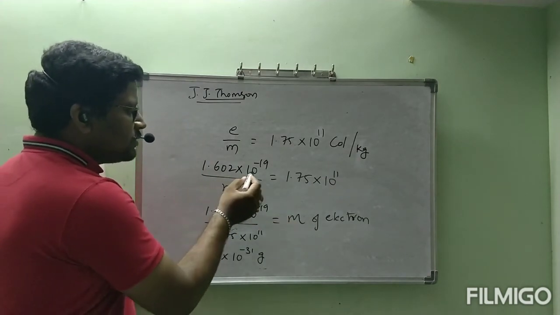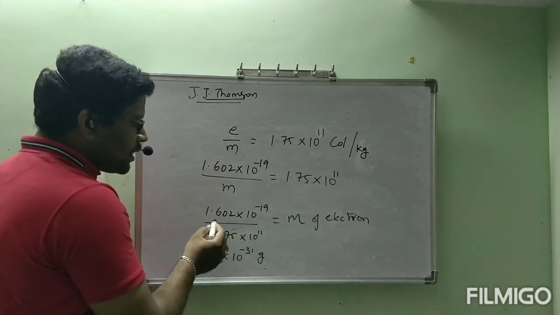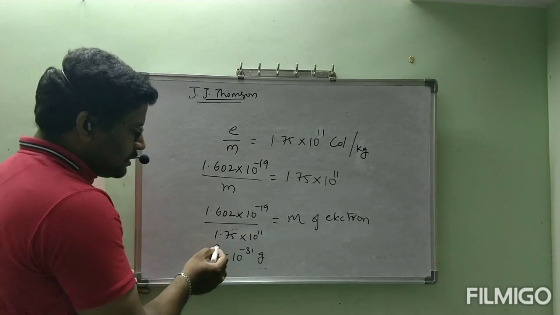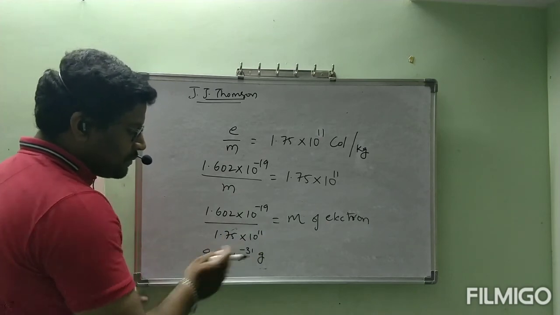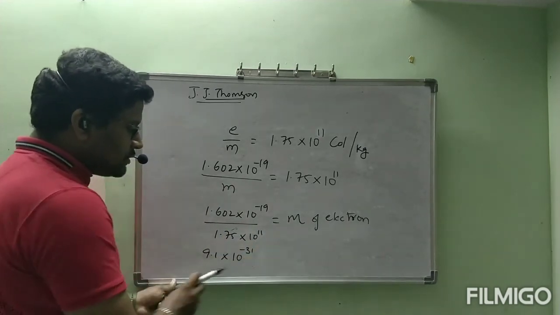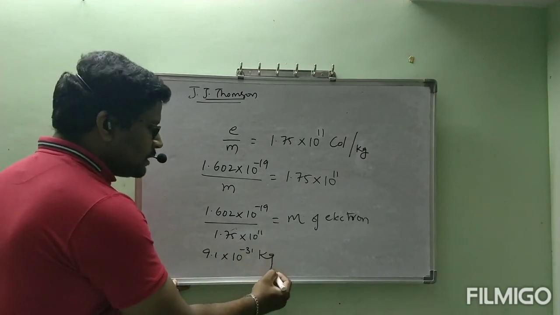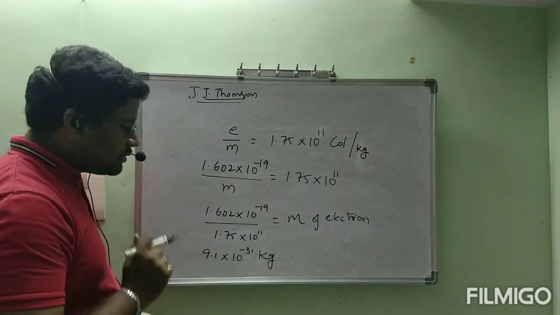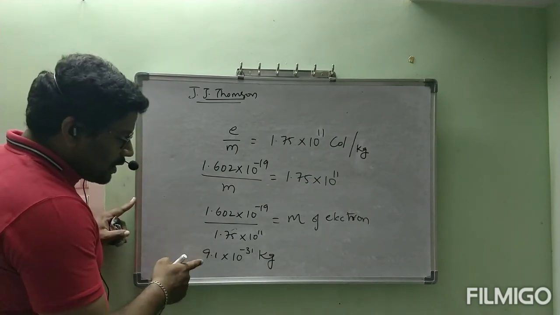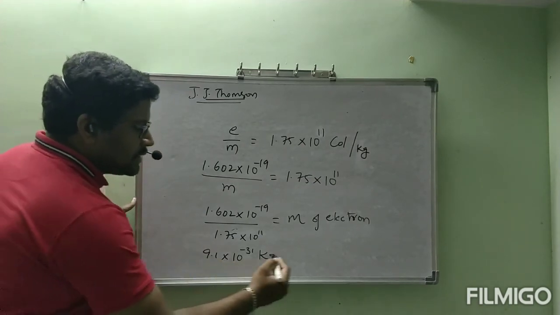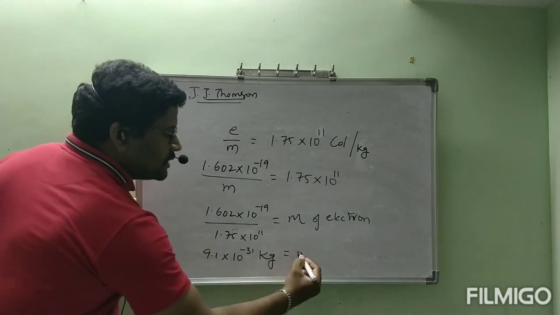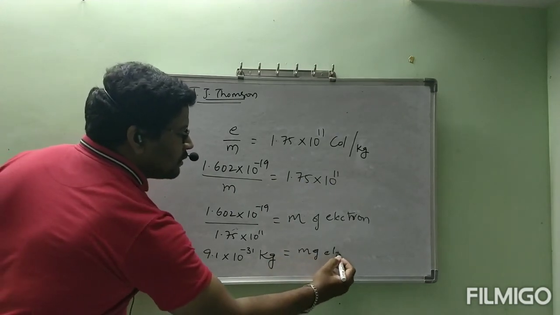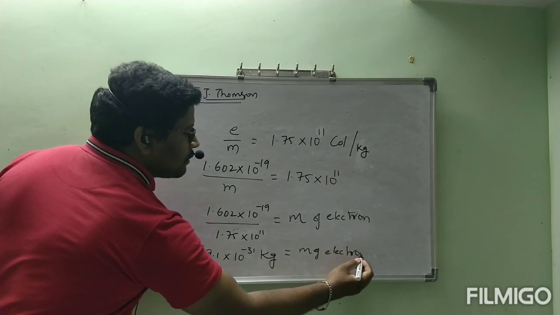The charge is 1.602 into 10 power minus 19, divided by 1.75 into 10 power 11. This total calculation we will get finally in kilograms. Sorry for this, change the grams into kilograms. Now this is okay. So finally 9.1 into 10 power minus 31 kilograms is the mass of electron.